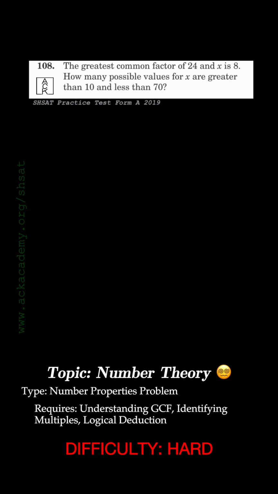The greatest common factor of 24 and x is 8. How many possible values for x are greater than 10 and less than 70?